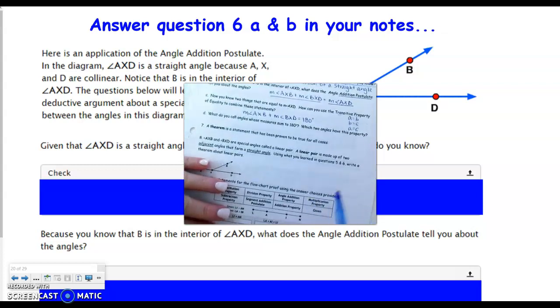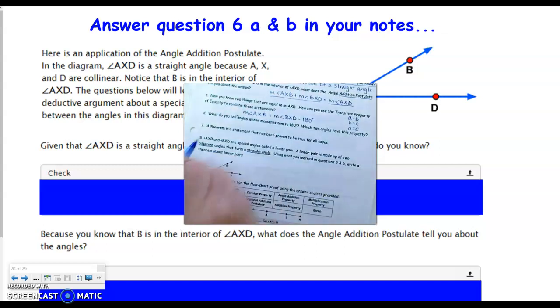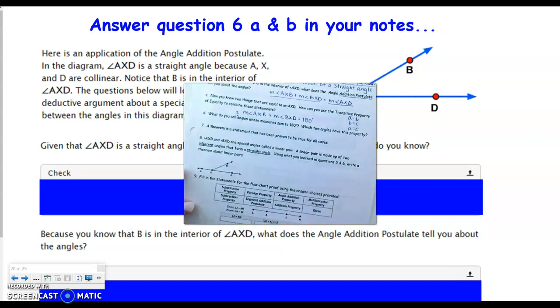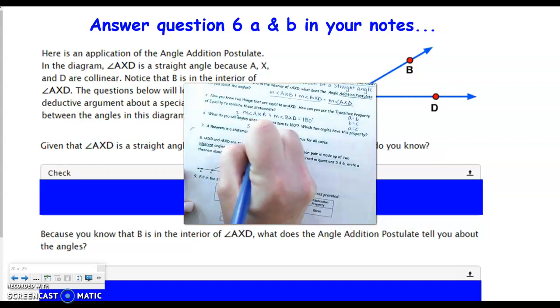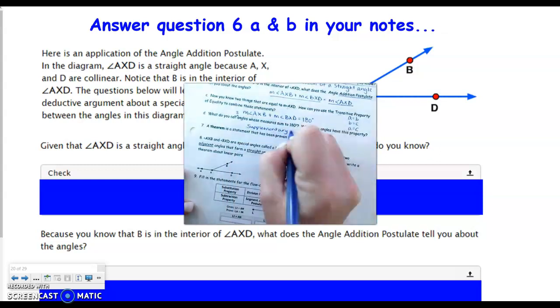Part D, what do we call angles whose measures sum to 180? Well, I'd like you to add a little something here to that statement. Really, it's what do you call two angles whose sum measures to 180 degrees. So remember, those are called supplementary angles. Two angles that have a sum of 180 degrees are called supplementary angles.